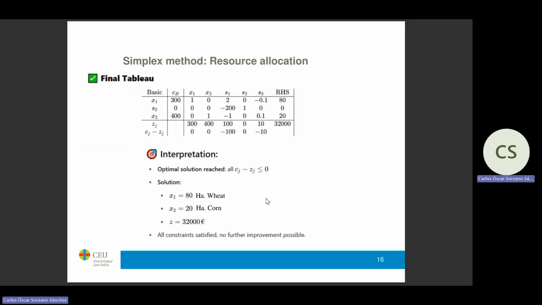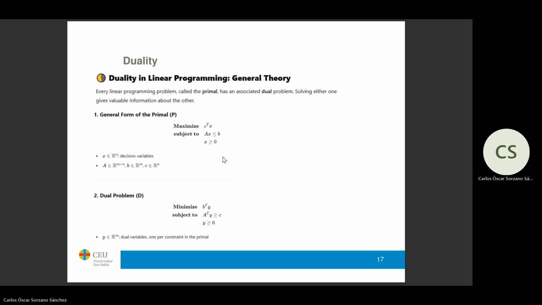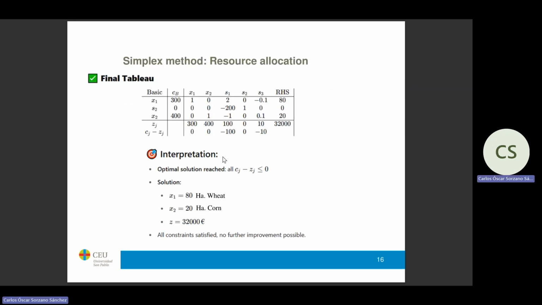So yeah, this is the final. Okay, any question up to here? No? I think it is a good point to make a break.